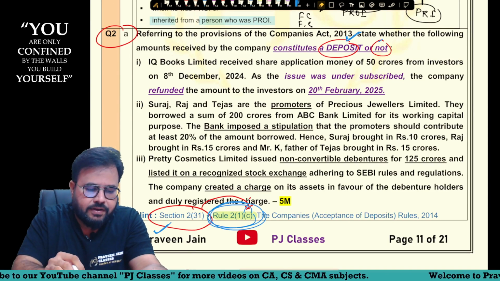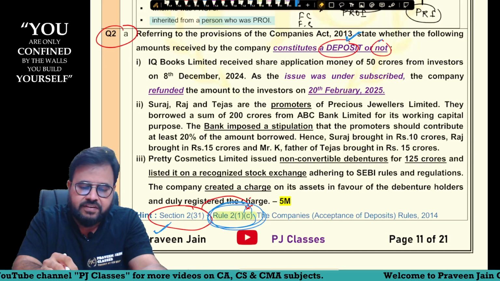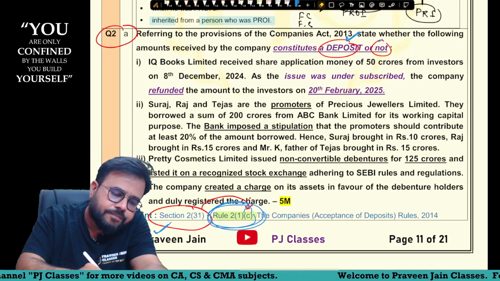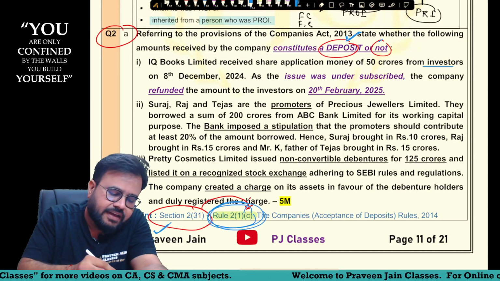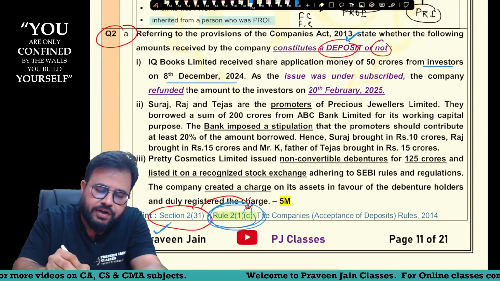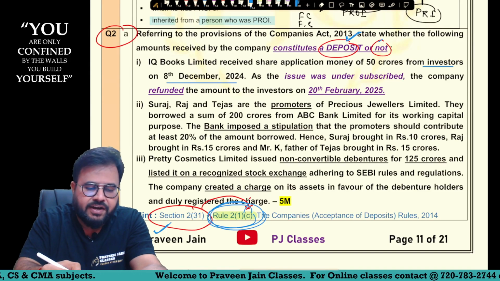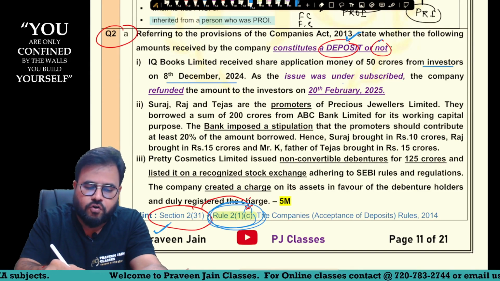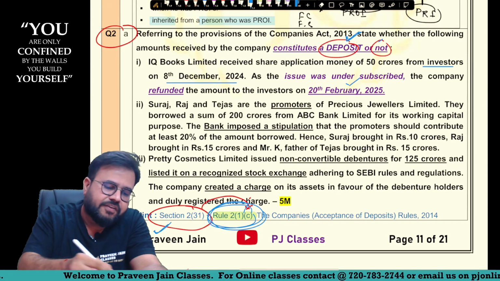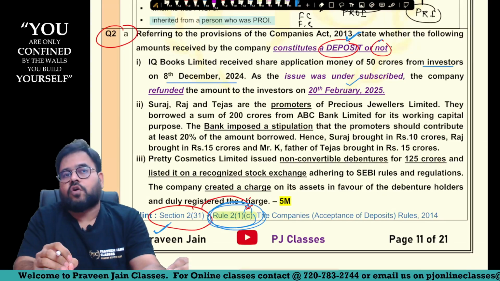IQ Books Limited received share application money of 50 crores from investors on 8th December 2024. As the issue was undersubscribed, the company refunded the amount to investors on 20th February 2025, sir. Now, what is the rule talking about, sir?